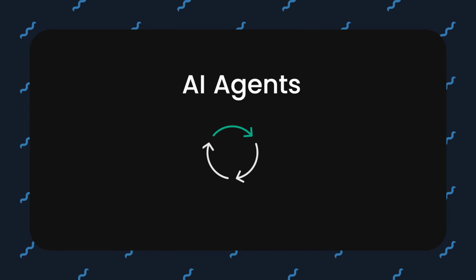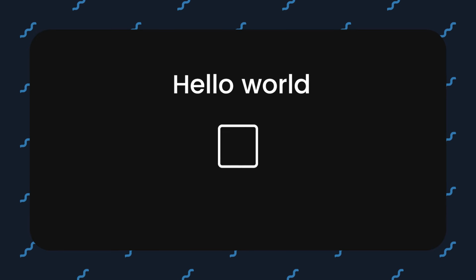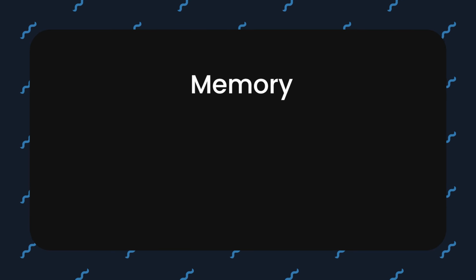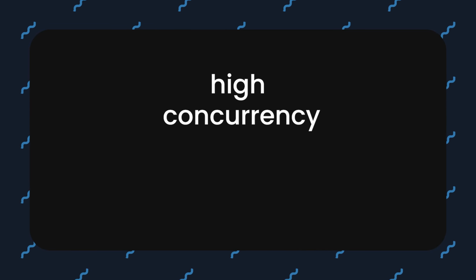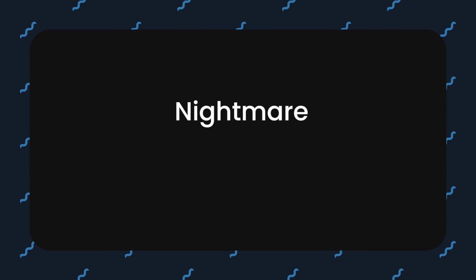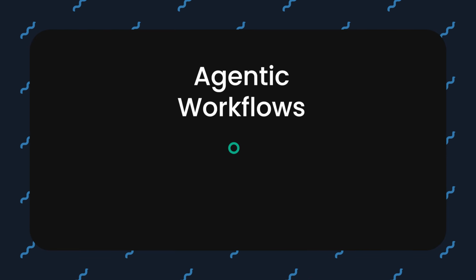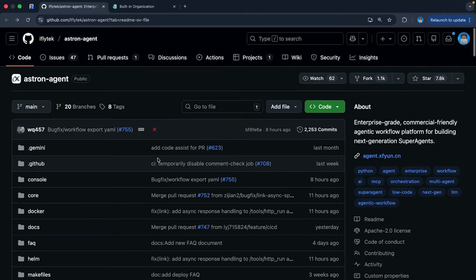If you've tried building AI agents for production, you know the drill. It starts with a simple hello world in Python, but the moment you need to add memory, tool calling, reliable orchestration, or handle high concurrency for an enterprise app, it becomes a nightmare of spaghetti code and timeouts. We need a way to orchestrate complex agentic workflows that are stable enough for enterprise use, but flexible enough for developers to hack on.